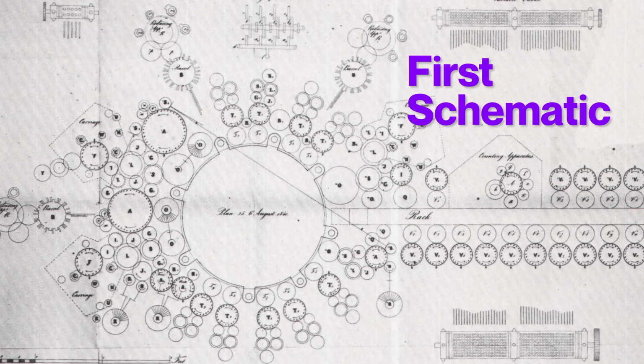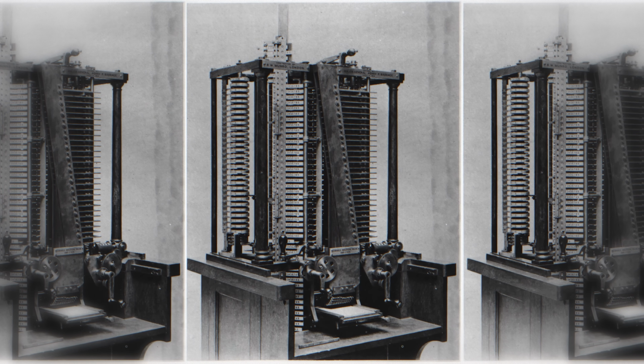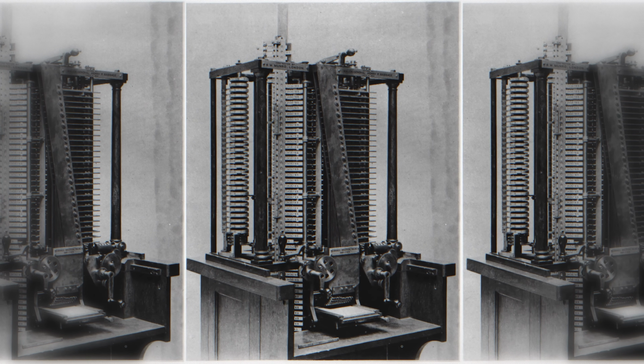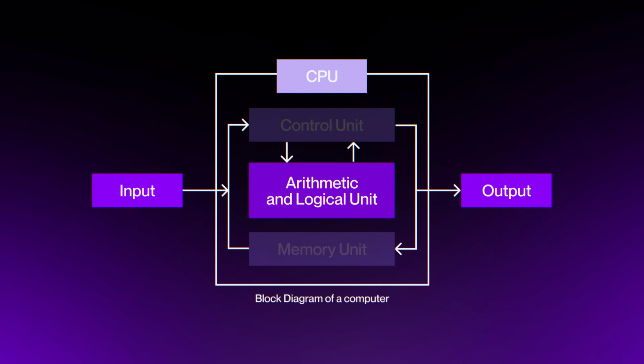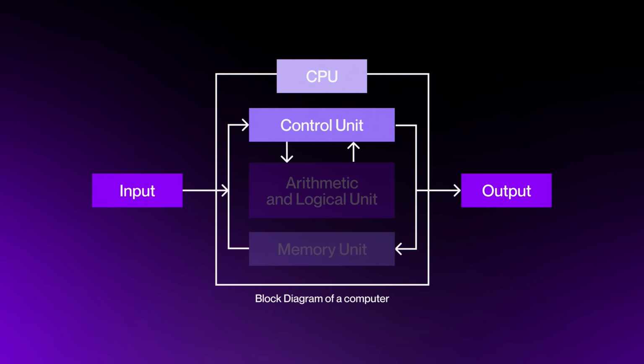Arguably the first schematic for a general-purpose computer. The design featured many crucial components, still present in modern CPUs, such as an arithmetic logic unit used to perform calculations, integrated memory, and control flow logic that supported loops and conditional branches.